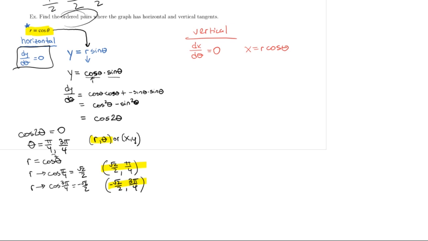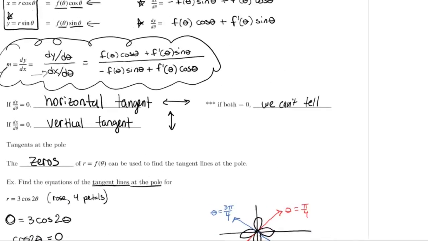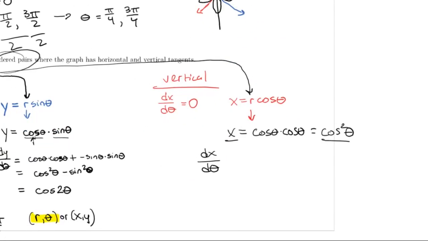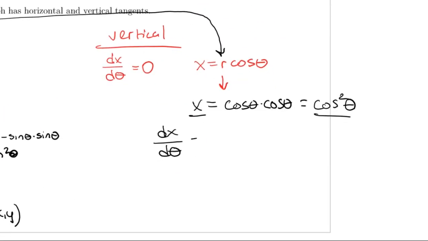And again, we were given what r is for this problem that we're working on. So we're going to take our r, substitute it in, and that is going to give us x equals cosine theta times cosine theta, or might make sense to write that as cosine squared theta. So if we want dx d theta, we now have a function of x in terms of theta, and we don't have to think about all this wacky stuff up here at the top of our page.